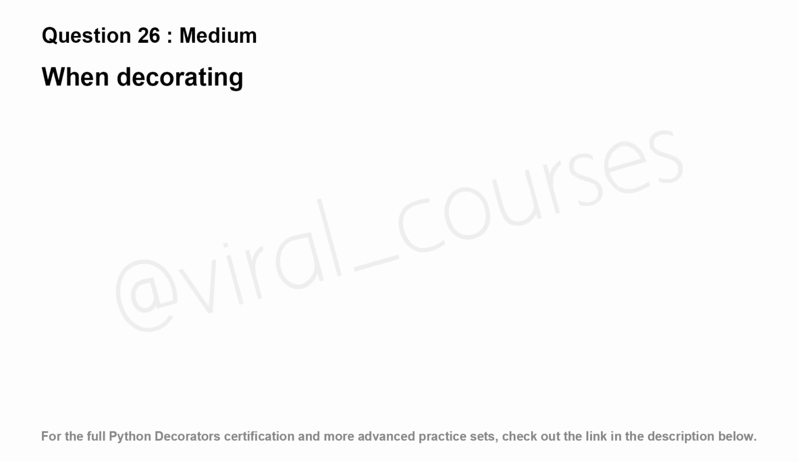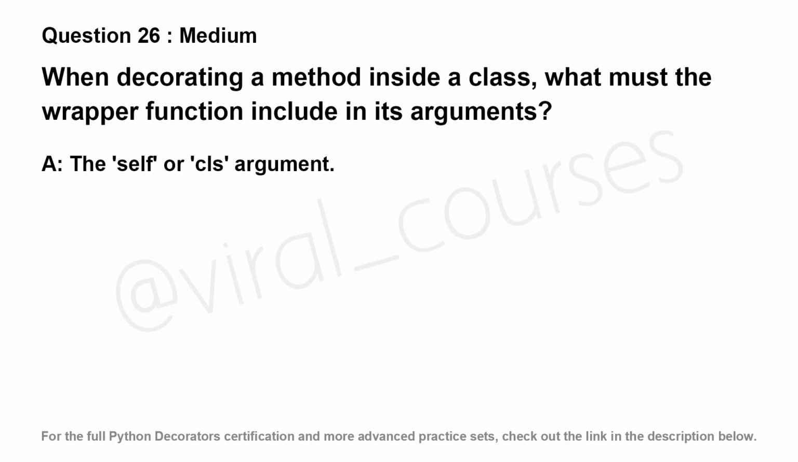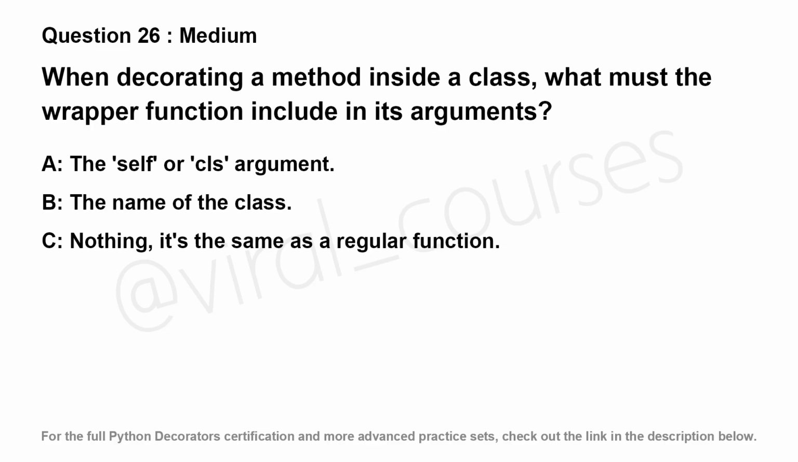When decorating a method inside a class, what must the wrapper function include in its arguments? Option A. The self or cls argument. Option B. The name of the class. Option C. Nothing. It's the same as a regular function. Option D. The __dict__ of the class.